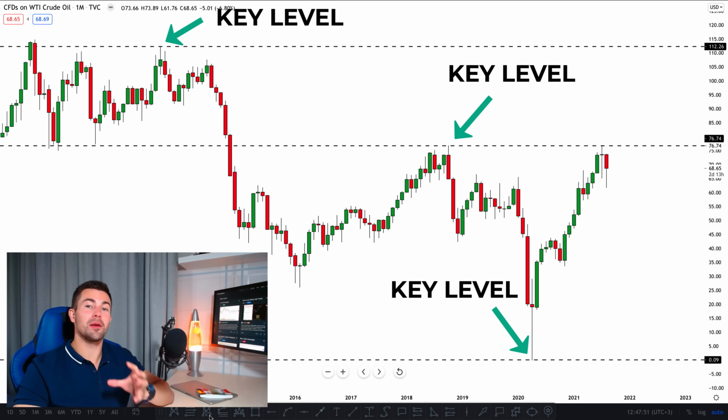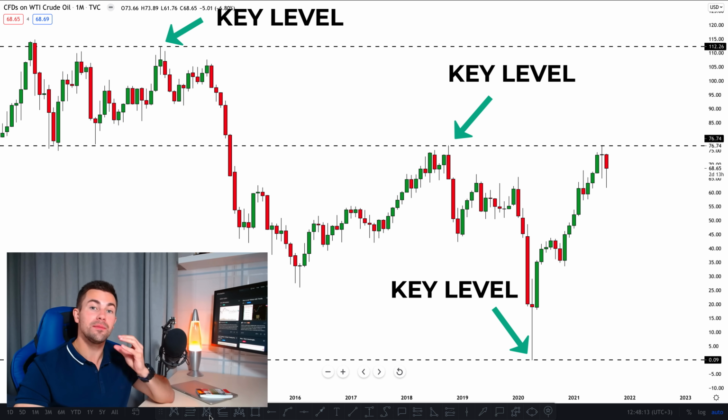We are still talking about structure, and the fact is that structure levels are not equal. Some levels are strong, some levels are weak, some levels we consider to be major, and some levels we consider to be minor. And it is very important for you to have objective rules to assess the strength of a level.